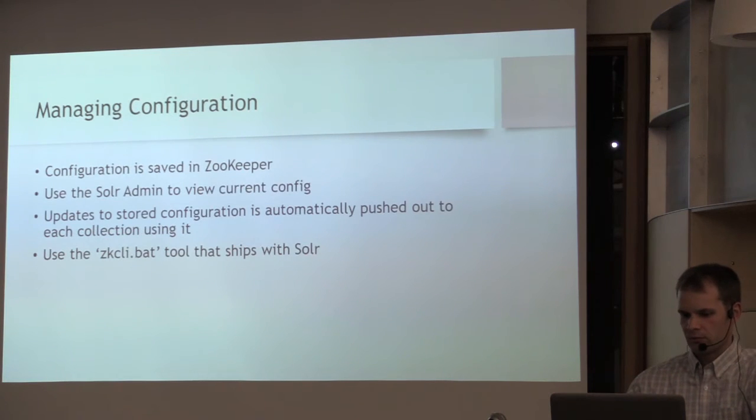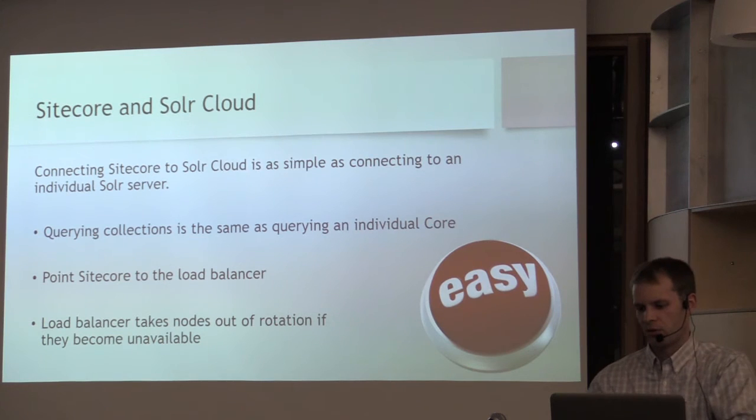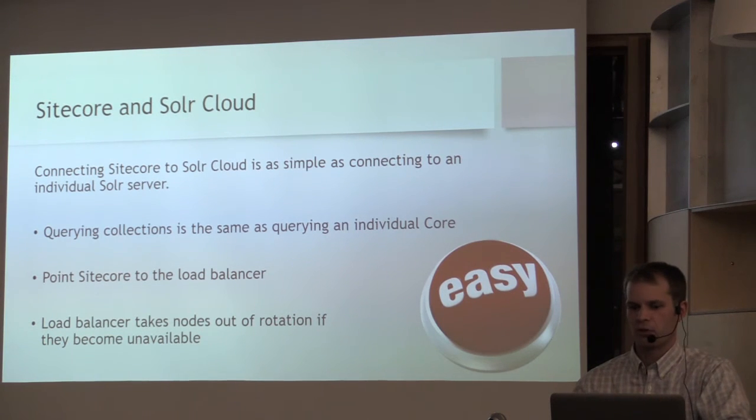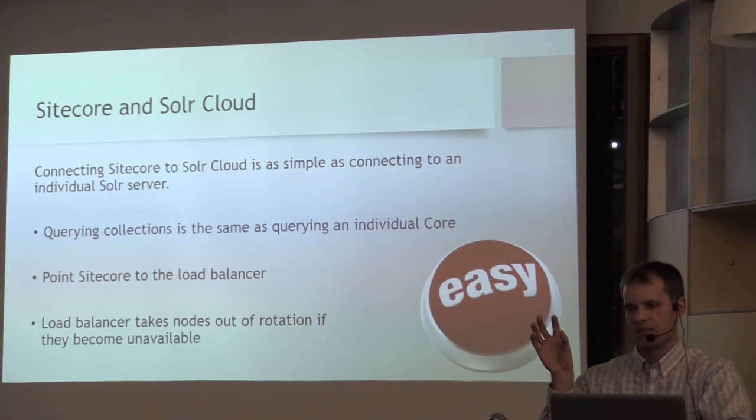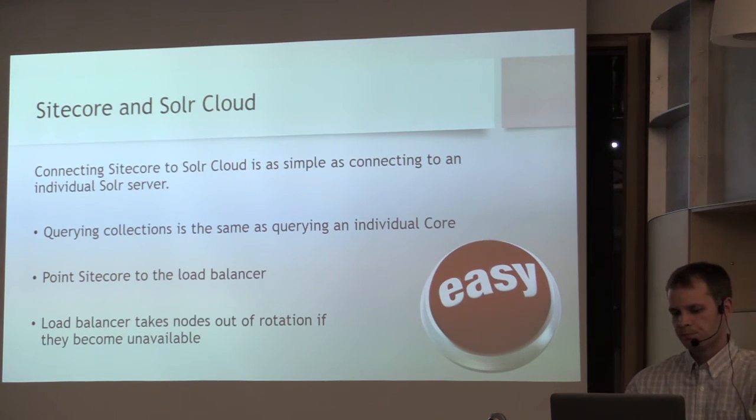And like I said, you point Sitecore to the load balancer, and you want to configure your load balancer just to take those nodes out of rotation if they become unavailable. That's really the only thing you have to do. And you can use a simple health check for that, which can just be a query like, select the top 0 documents. If you just get back an empty set of data, then you know your node's online. That's something we've set up. It's pretty simple.